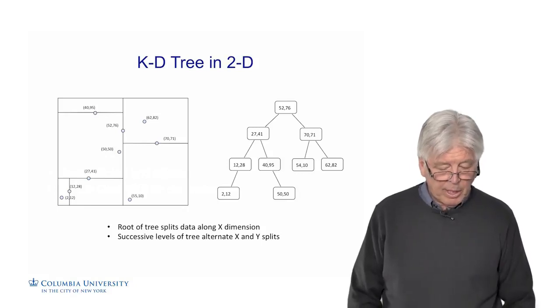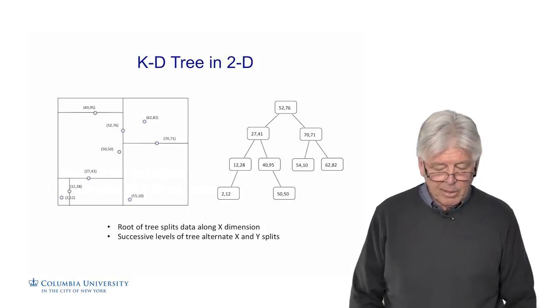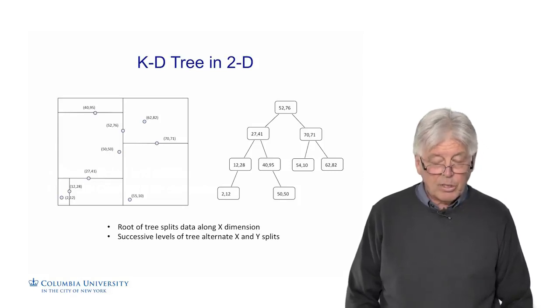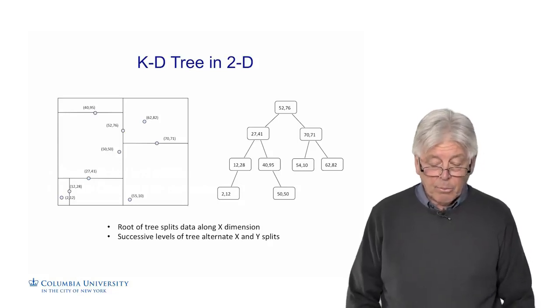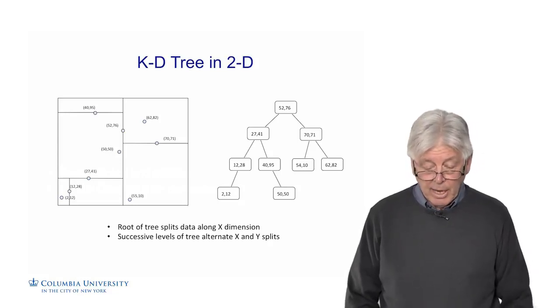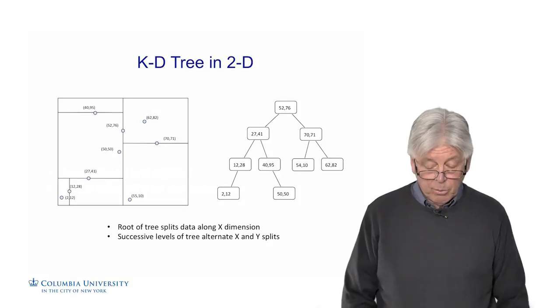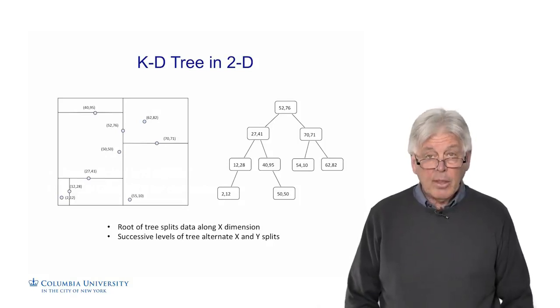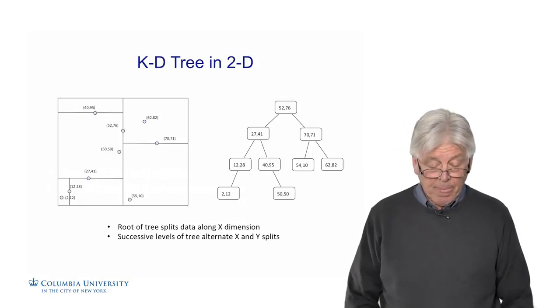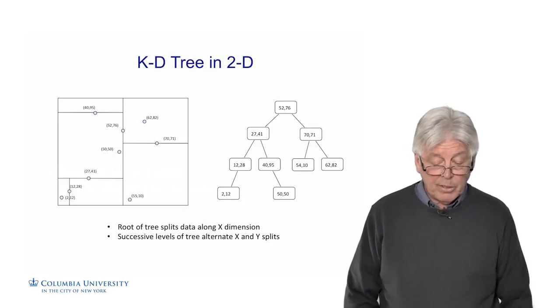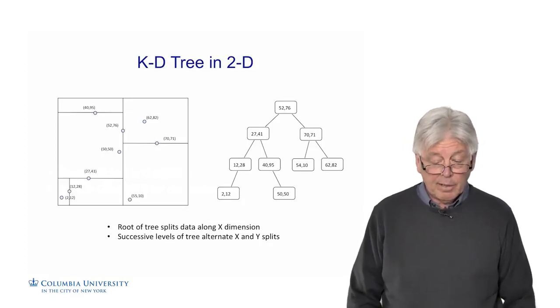So you can see what we do here is at the root of the tree we have this node 52,76, which is actually the midpoint of all the x values. Everything on the left branch of the tree has an x value less than 52. So all those 27, 41, 12, 28, 40, 95, 212, 50, 50, they're all less than that. And on the right branch we have x values which are greater than 52, 70, 71, 54, 10, 62, in the x dimension. So that's equivalent to the vertical line you see through 52,76 in the left-hand part.